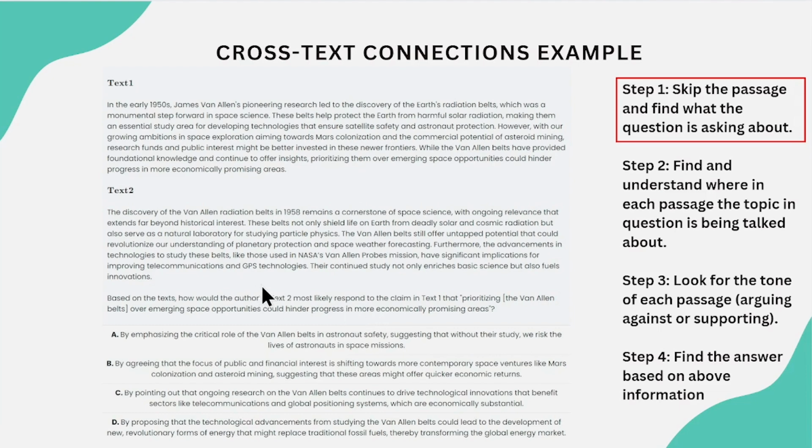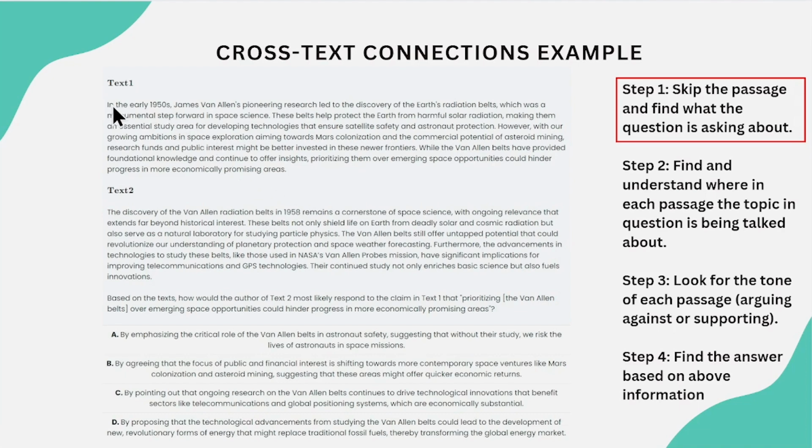Okay, so let's find what it's actually asking about. It's saying, how is the author of text 2, so how is this guy going to respond to the author of text 1? Specifically, the claim that says we shouldn't prioritize the Van Allen belts as other space opportunities are more promising, and if we prioritize the Van Allen belts, it could hinder progress. So we're going to keep that in mind. We're going to see what text 2 would say about prioritizing other things over Van Allen belts.